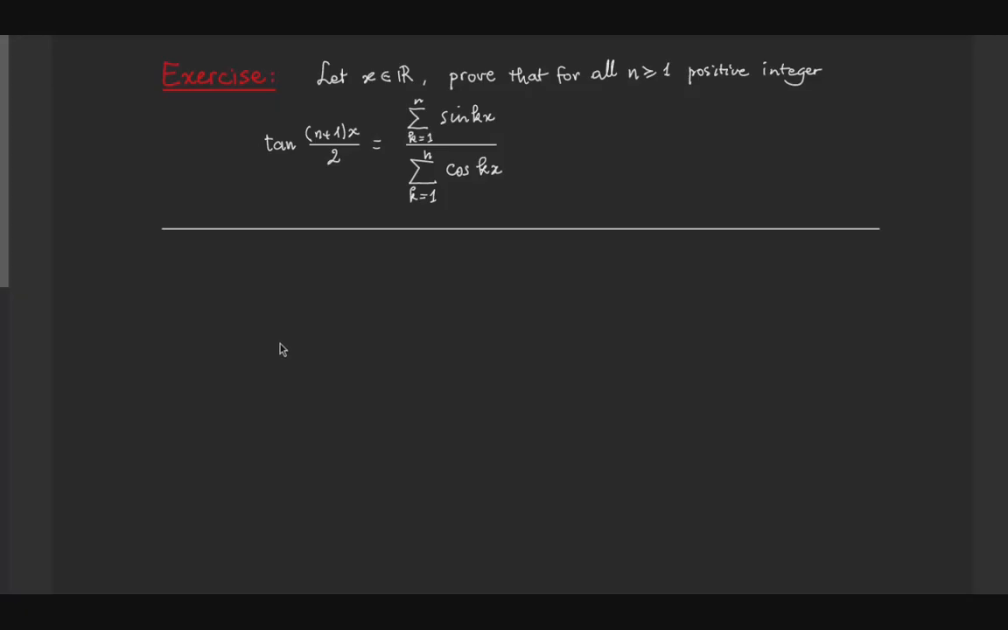Let x be a real number. Prove that for all n greater or equal to 1, n a positive integer, tangent of (n plus 1) times x over 2 is equal to the sum of sine kx for k equal to 1 up to n, over the sum for k equals 1 up to n of cosine kx.